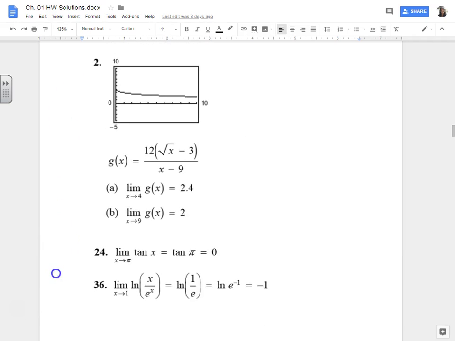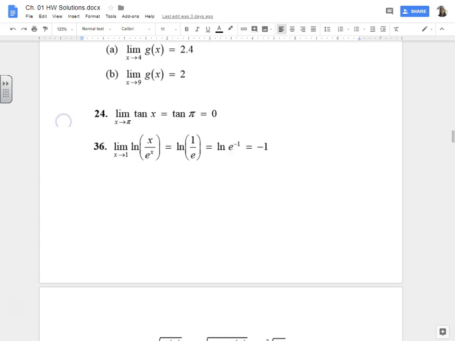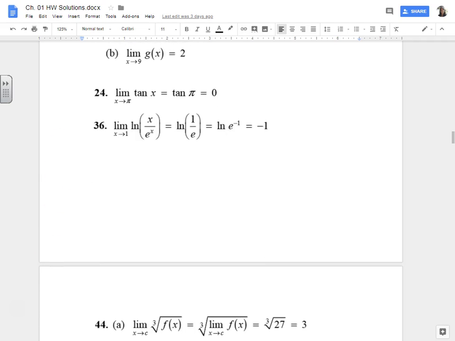Well, hold on. You wouldn't have had to multiply by the conjugate for 4. You just plug in. Yeah. That's silly. Number 24, final answer is 0, but you had to know your unit circle. Woo! Number 36, final answer is -1, but you had to know that ln and e cancel out because they're inverses of each other, and the -1 pops down.